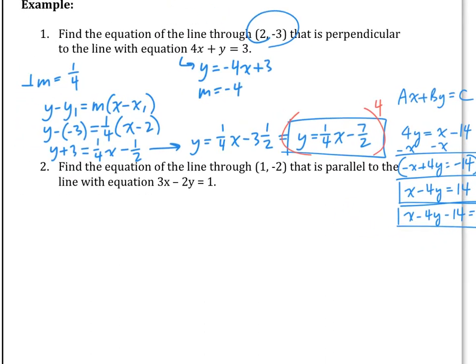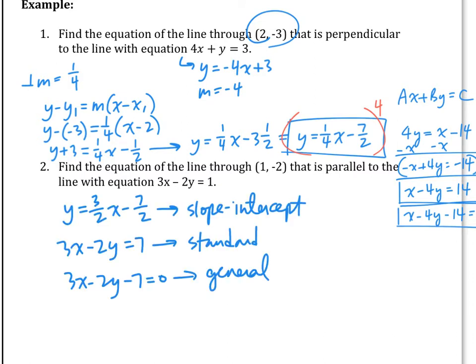All right, so now let's have you practice. Find the equation of the line through 1, -2 that is parallel to the line with the equation 3x minus 2y equals 1. You can write it in any form you want. All right, go ahead and check your answers. These are the 3 forms that you would probably have your answer in.